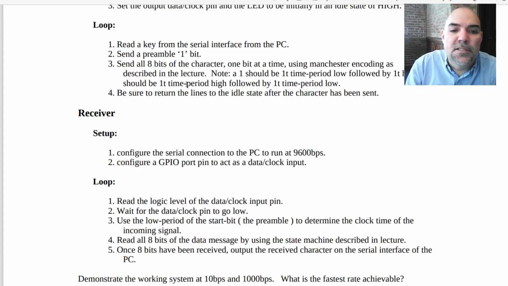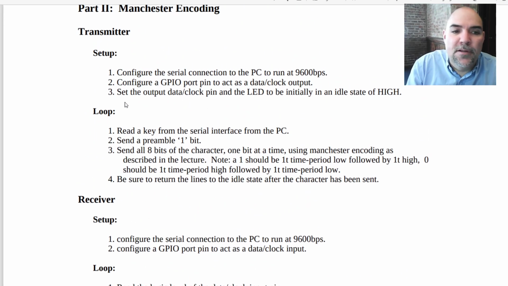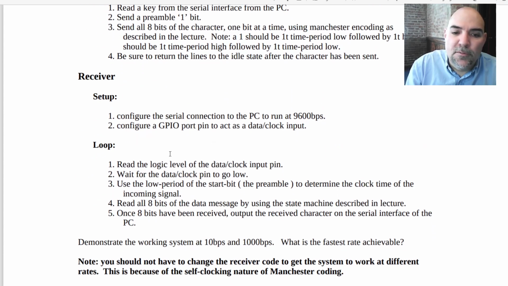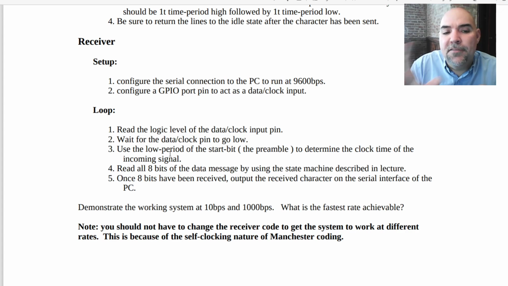A 0 is 1T high followed by 1T low. You're just going to output those. The transmitter for Manchester encoding is really simple. The receiver is a little more complex. On the receiver side, you're going to need to have that state machine, kind of like we had, and determine whether it is a long pulse or a short pulse.